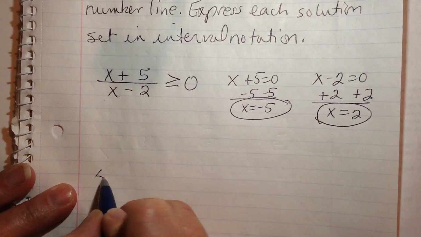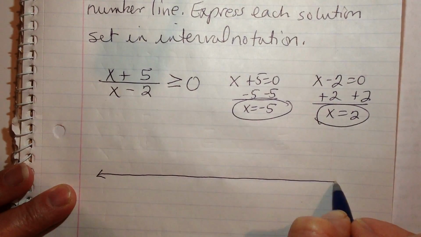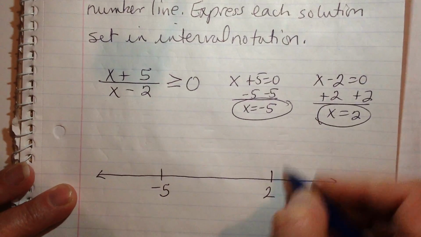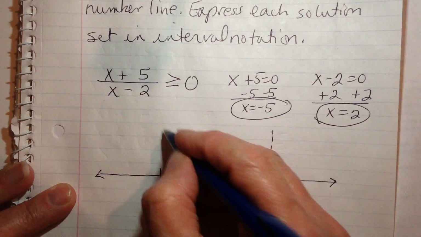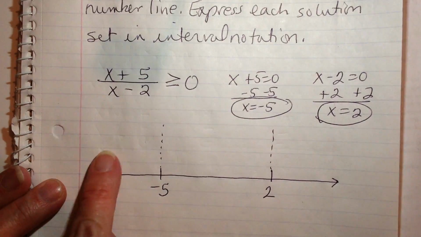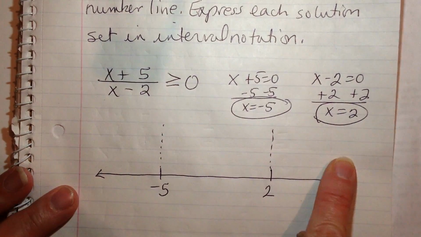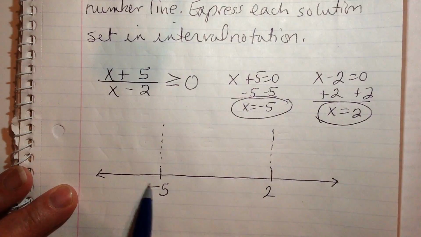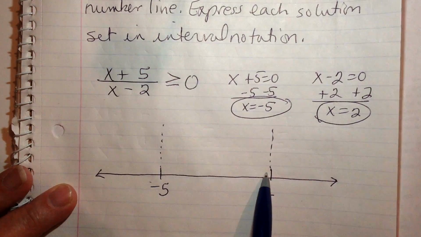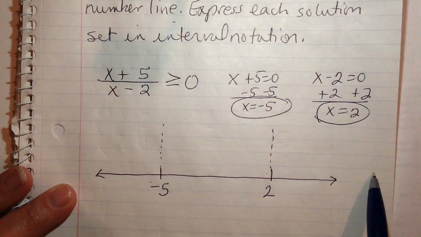We will use those numbers to separate our number line into intervals. There's negative 5, here's 2. So I will use those numbers to separate my number line into 3 different intervals. I have everything less than negative 5. I have numbers in between negative 5 and 2, and then I have numbers greater than 2.